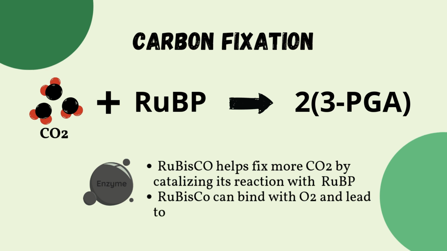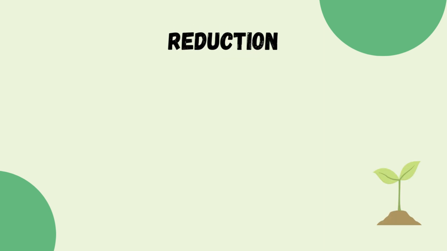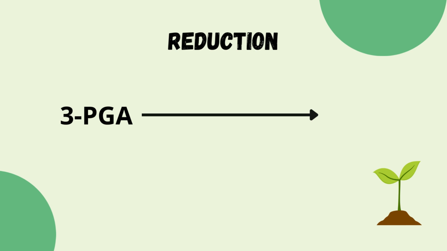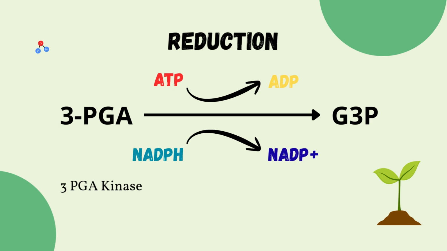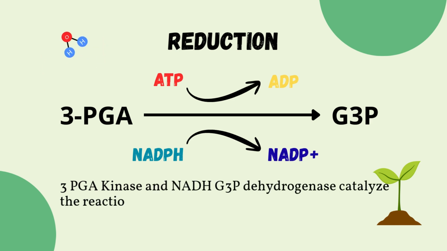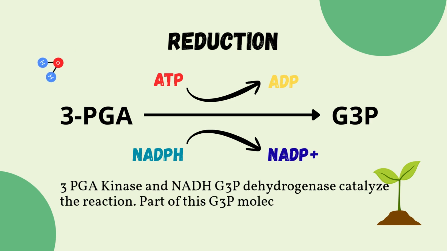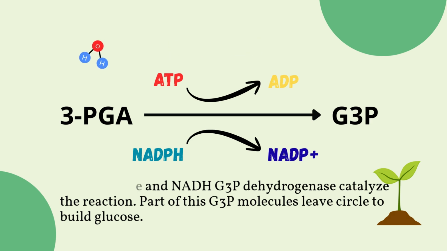Rubisco can also bind oxygen, leading to photorespiration. Reduction. Each 3-phosphoglycerate molecule is converted into glyceraldehyde 3-phosphate, a 3-carbon compound. This process consumes adenosine triphosphate and nicotinamide adenine dinucleotide phosphate. The reactions are catalyzed by 3-phosphoglycerate kinase and an NADP-dependent glyceraldehyde 3-phosphate dehydrogenase. Some glyceraldehyde 3-phosphate molecules exit the cycle to form glucose.